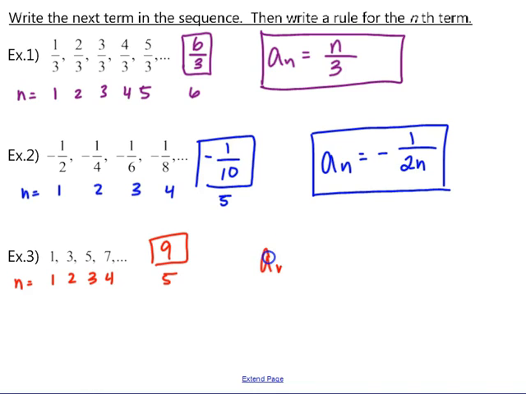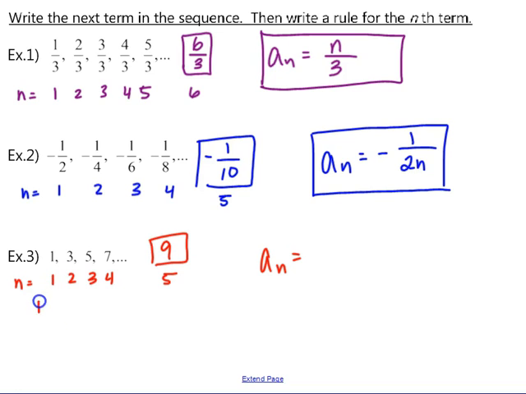That part wasn't so bad, but writing the rule for the nth term is a little trickier. Term number 1 is 1. Term number 2 is 3, which is 1 more than 2. Term number 3 is 5, which is 2 more than 3. Term number 4 is 7, which is 3 more than 4. So we don't have a consistent pattern, so we need to try something else and be a little more creative.